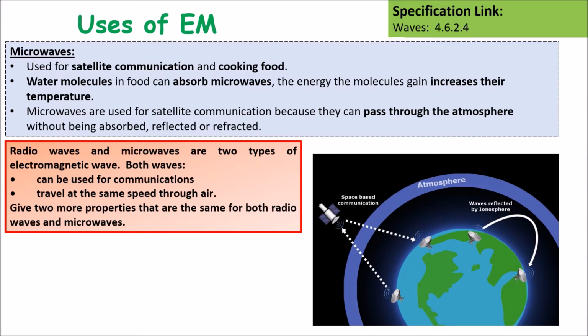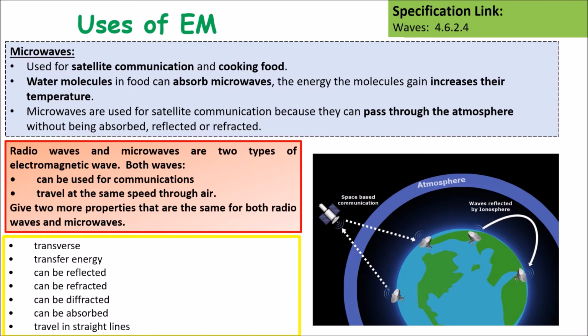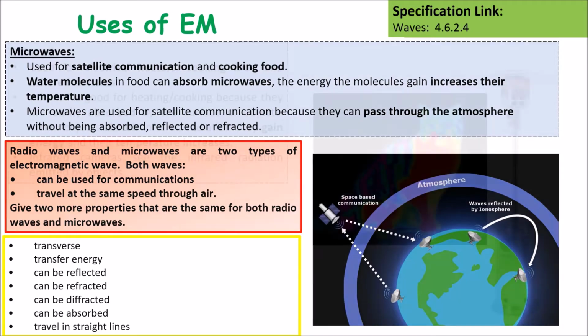So radio waves and microwaves are two types of electromagnetic wave. They both can be used for communication and travel at the same speed in air. Give two more properties that are the same for both radio waves and microwaves. They're both transverse, they both transfer energy, they can both be reflected, refracted, diffracted or absorbed, and they both travel in straight lines.